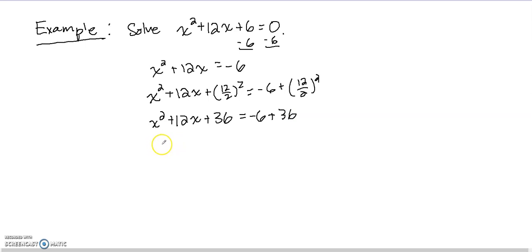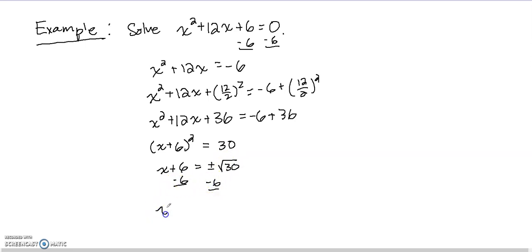So how are we going to factor that? Well, 6 times 6 makes 36, and 6 plus 6 is 12. So from factoring, you should realize this is x plus 6 times x plus 6, or x plus 6 quantity squared, and that'll equal 30. Then we use the square root principle on both sides, so we get x plus 6 has to equal plus or minus the square root of 30, and then we could subtract 6 from both sides.